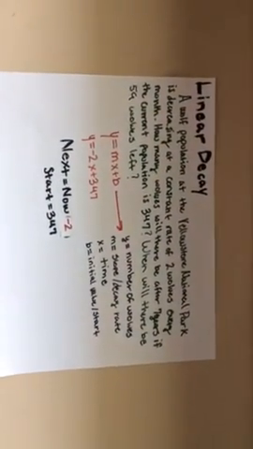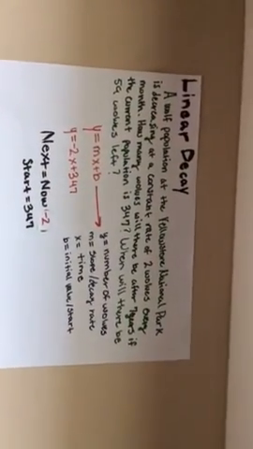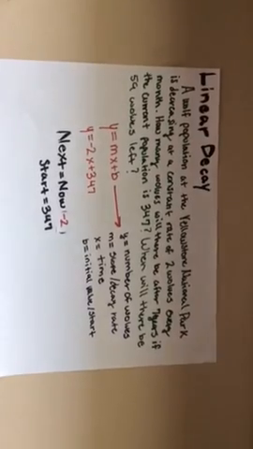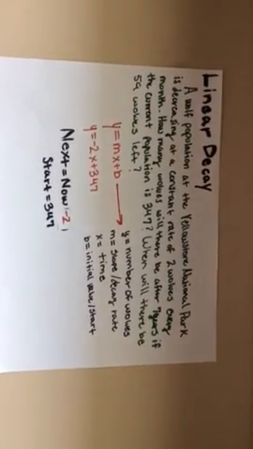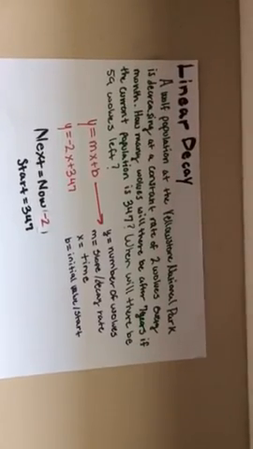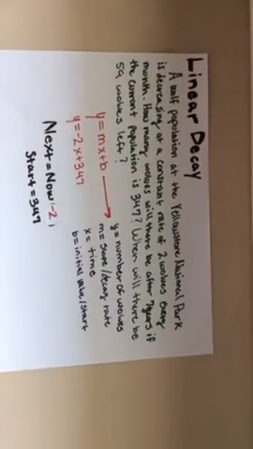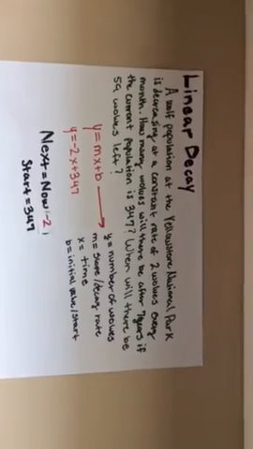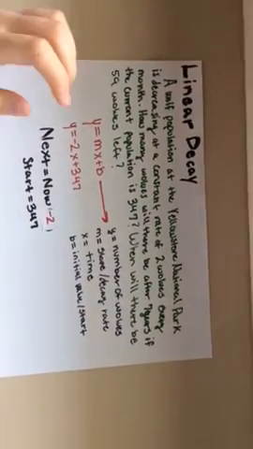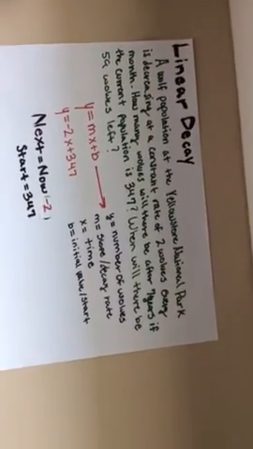Okay, so for the linear decay, the question is, a wolf population at Yellowstone National Park is decreasing at a constant rate of 2 wolves every month. How many wolves will there be after 7 years if the current population is 347 wolves? And when will there be 59 wolves left?